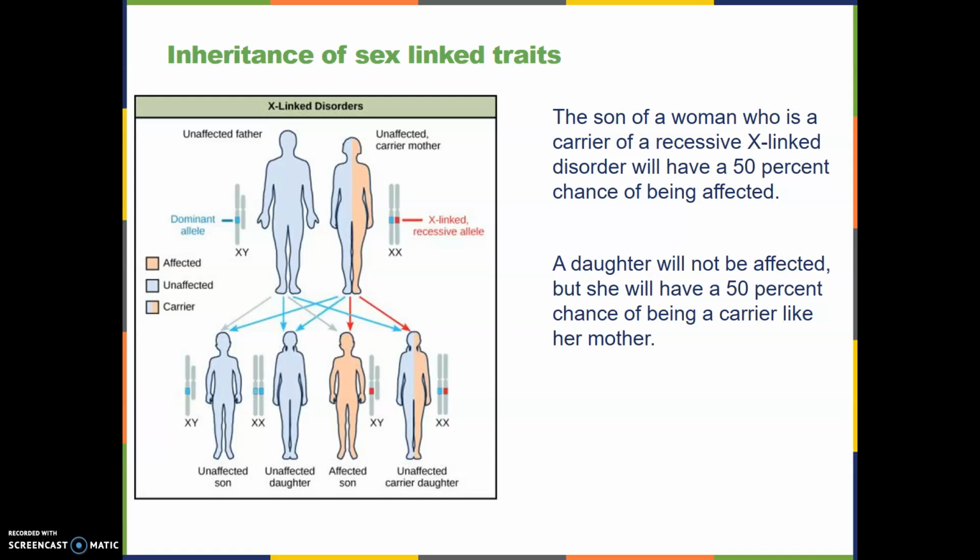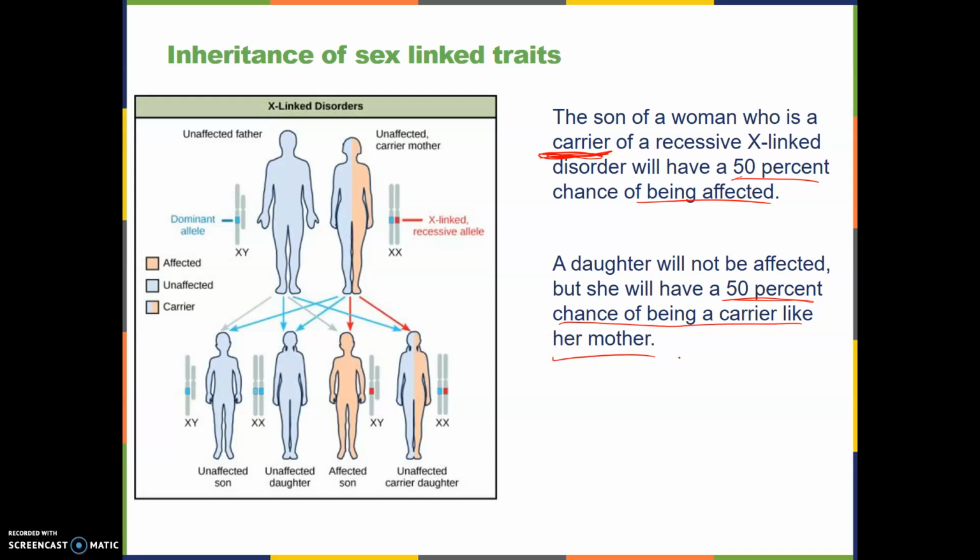Okay, now what we're looking at here is, it says the son of a woman who is a carrier of a recessive X-linked disorder will have a 50% chance of being affected. So if the woman is a carrier, that means she's heterozygous. That means that she has one allele for normal and the other allele for the disorder. So there's a 50% chance that her son will be affected. Her daughter will not be affected, but she will have a 50% chance of being a carrier.